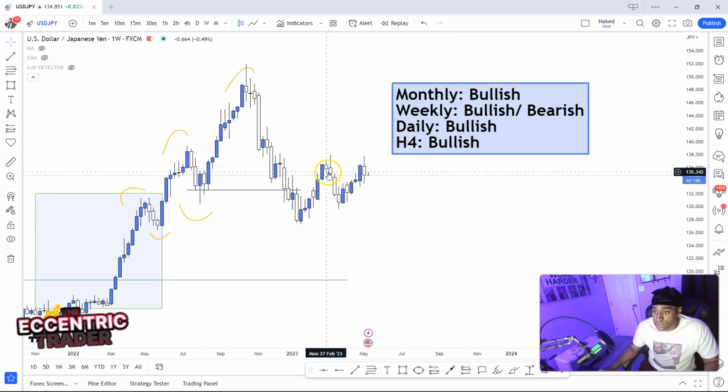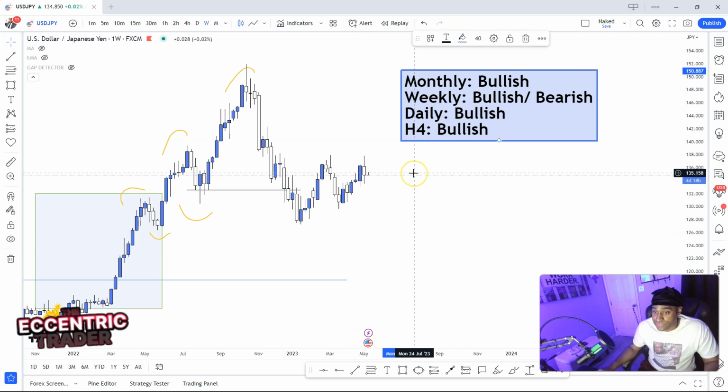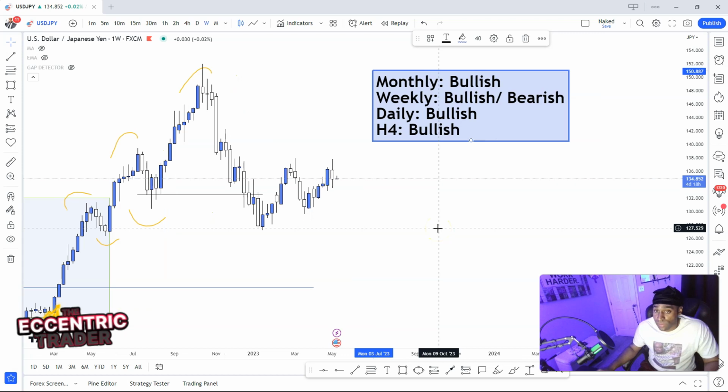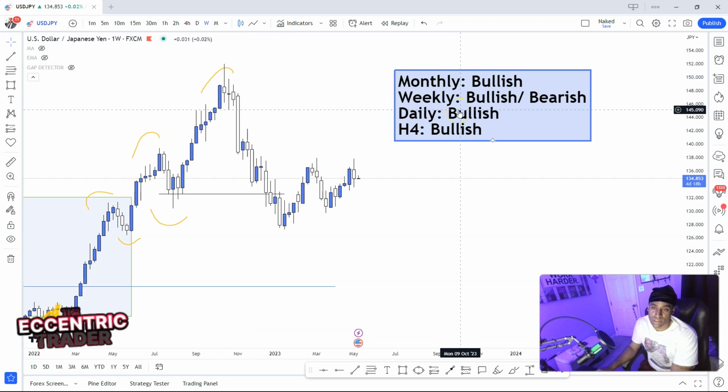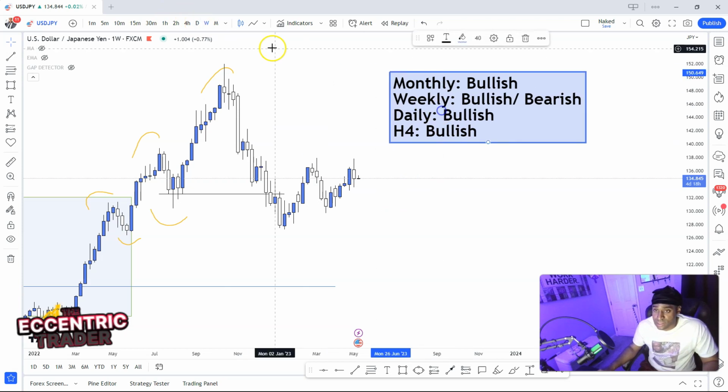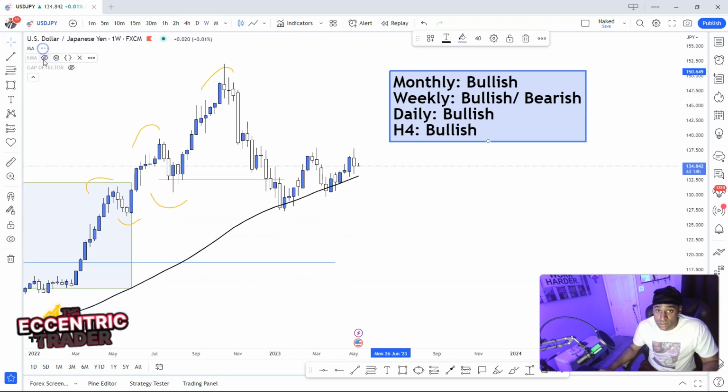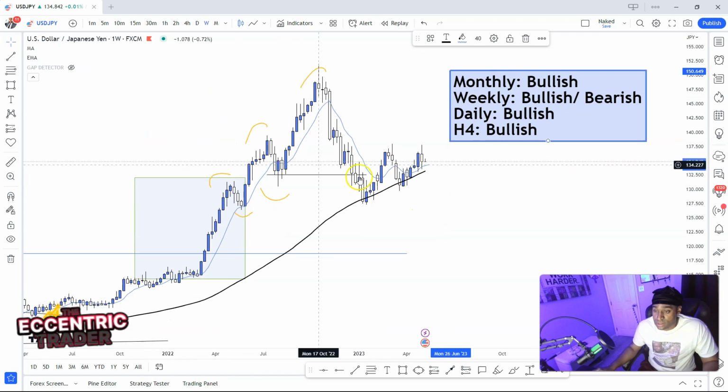Another thing to look out for, this gap was closed on the weekly time frame. So be careful on UJ this week. I didn't see any crazy news yet, but I only looked at it for like, I think Tuesday. Yeah, be careful with UJ this week. I saw some potential buys I thought looked good, but be careful with it, especially with the buys.